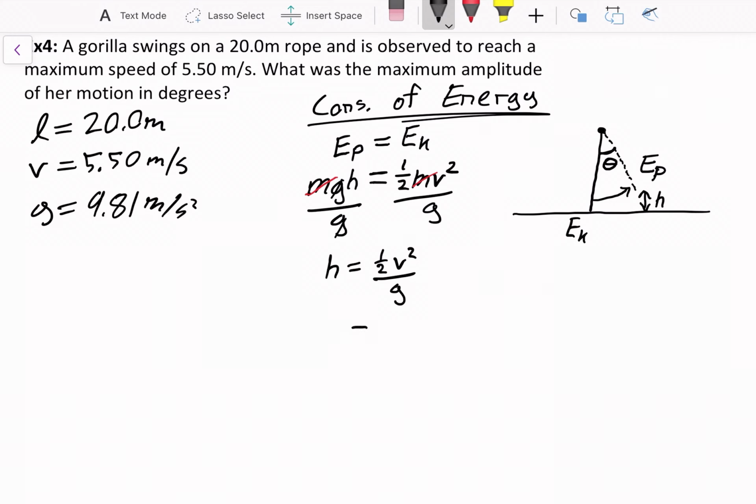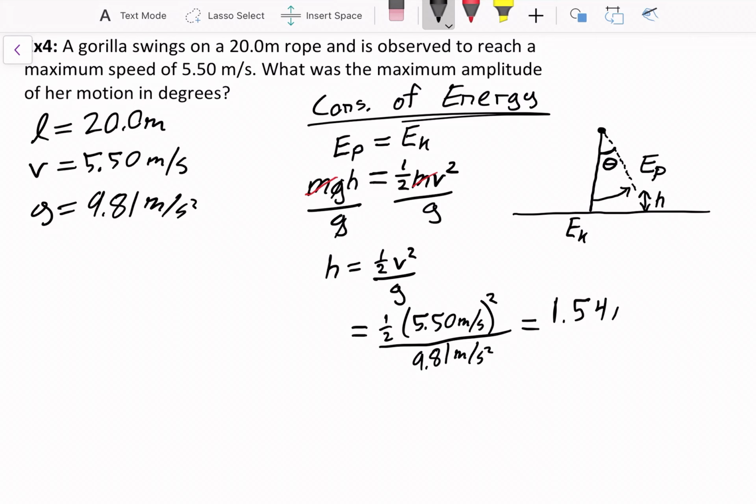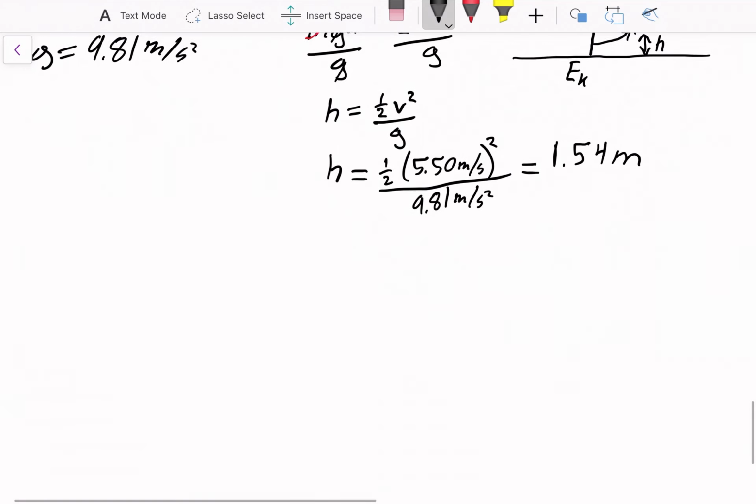So our height that we find is 1/2 times 5.5 meters per second squared divided by 9.81 meters per second squared. And if we calculate this out, we can find that that height there is going to be equal to 1.54 meters. Although, of course, that's not what the question was asking. The question was asking what is the maximum amplitude of the motion in degrees.